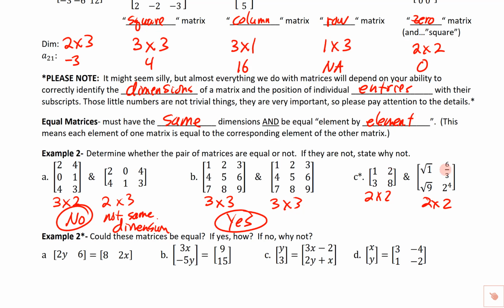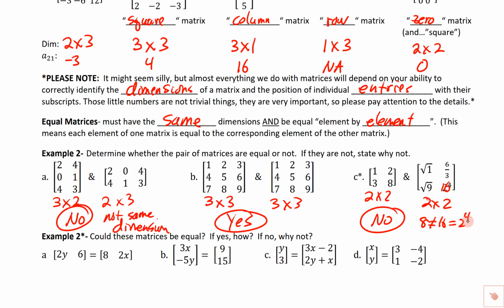Does 2 equal this one over here? Well, it looks different, but 6 divided by 3 is 2, so those match up. This one's a 3. Is that the same as the square root of 9? Square root of 9 is 3, so we're okay. So we've checked 3 of the 4 elements. We're now down to the last one. We want to make sure that 8 is the same as 2 to the 4th. Is 2 to the 4th the same as 8? The answer to that is no, because this would be a 16. So this is no. And we'd say 8 is not equal to 16, or 2 to the 4th is what we had there.